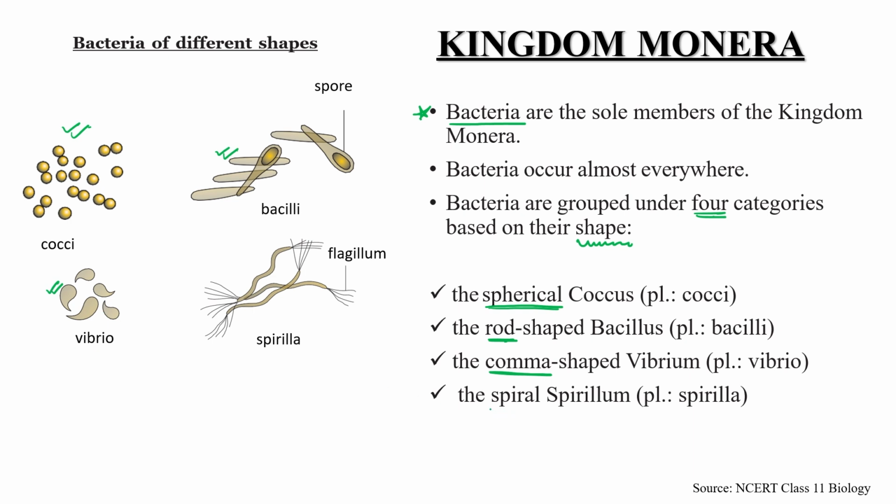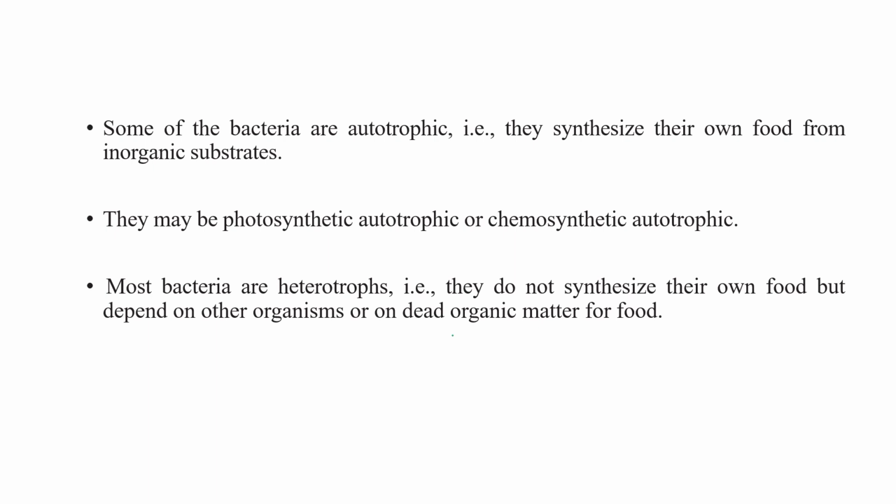Okay, some bacteria are having a spiral-shaped structure, and they are also having flagellum at their longitudinal end. So spirilla come under this category. So bacteria are grouped under 4 different categories according to their shape: cocci, bacilli, vibrio, and spirilla. Some of the bacteria are autotrophs, means they synthesize their own food from inorganic substances. They may be photosynthetic autotrophs, or they may be chemosynthetic autotrophs. Some are having photosynthetic pigment, while some use some inorganic substrate to synthesize their own food. They come under chemosynthetic autotrophic category.